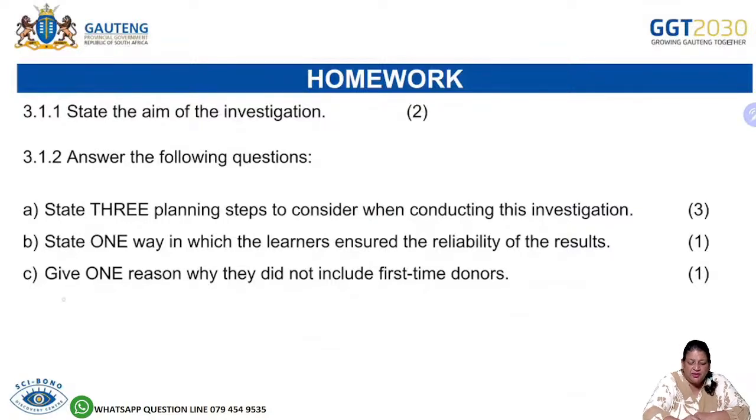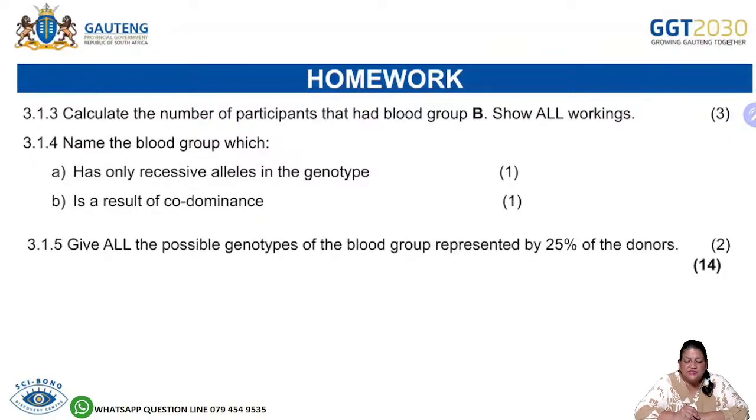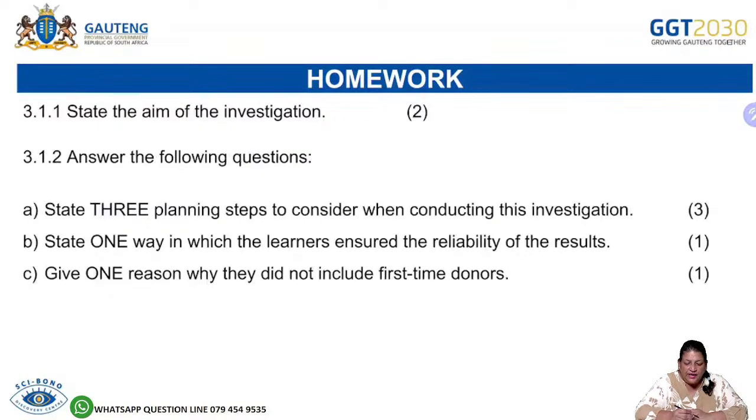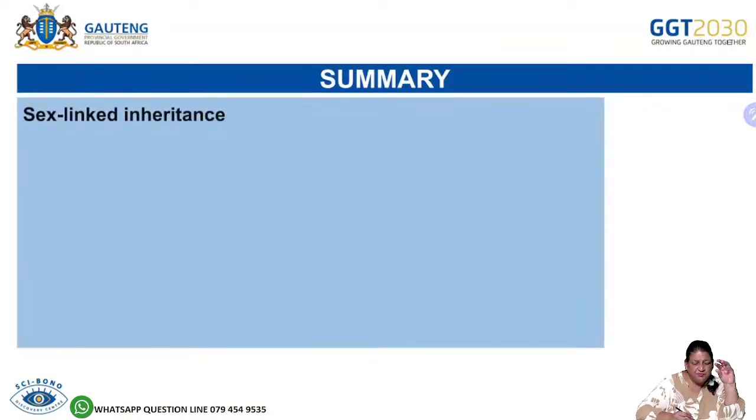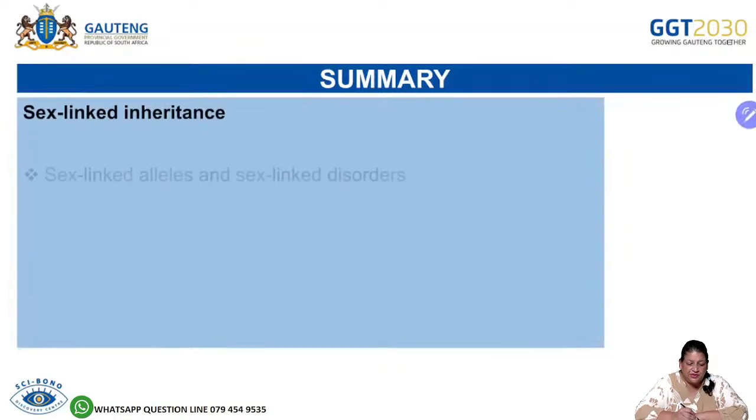And remember, give one reason why they did not include the first-time donors, because the first-time donors are not yet authentic and they're not on the database. And here, learners, you can see: calculate the number of participants that had blood group B, show all workings. So you're going to look at the chart again, and then you see 600, if it's 15%, you'll say 15 over 100 times 600, and that's going to give you the blood group in question.